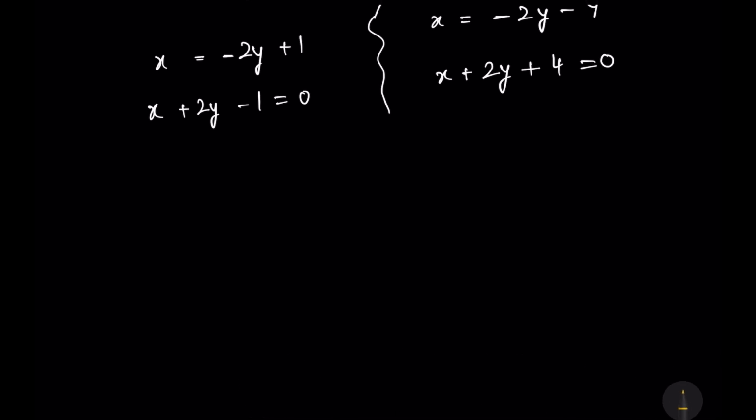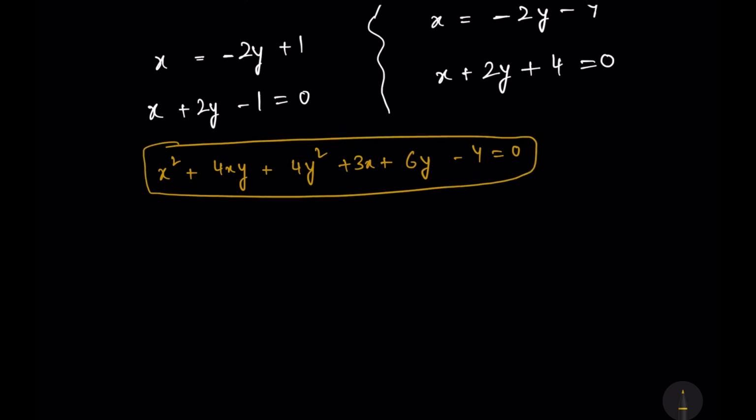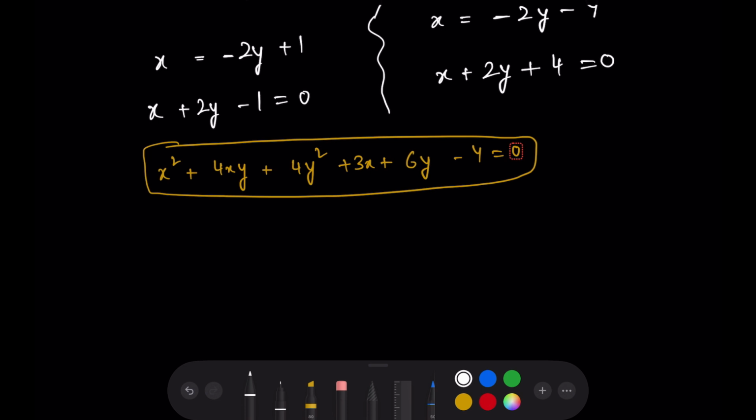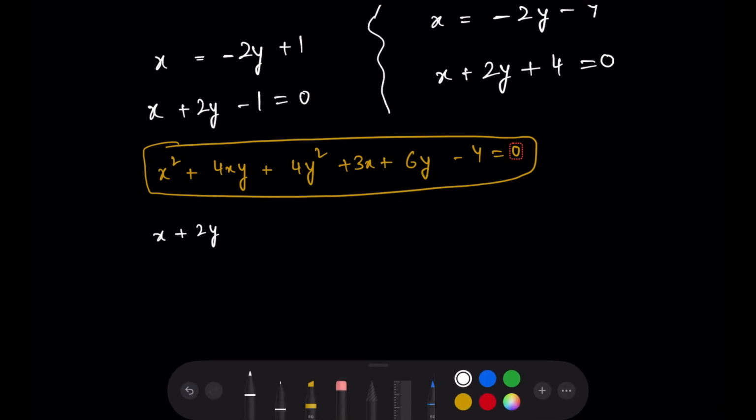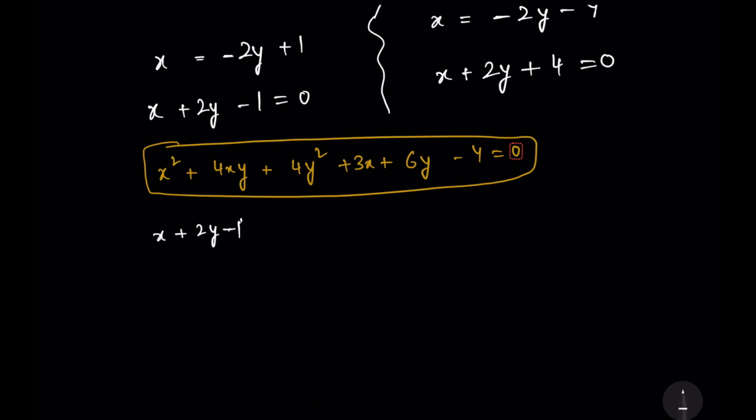The pair of straight lines that was given was x square plus 4xy plus 4y square plus 3x plus 6y minus 4 equals 0. This was the equation of the pair of straight lines, for which the two equations are x plus 2y minus 1 equals 0.